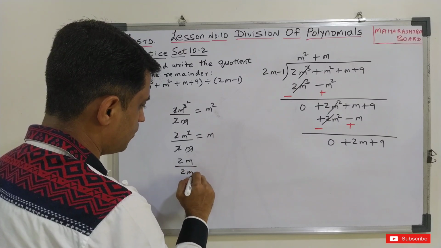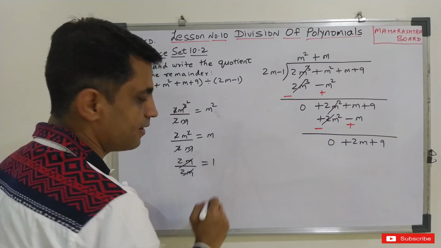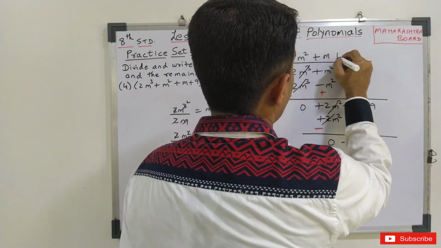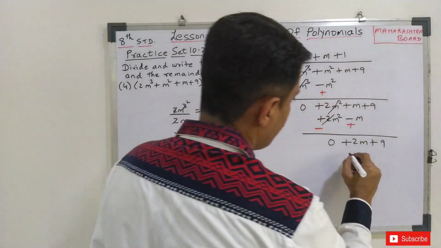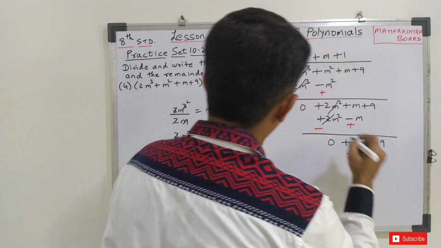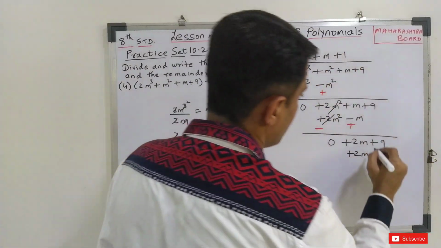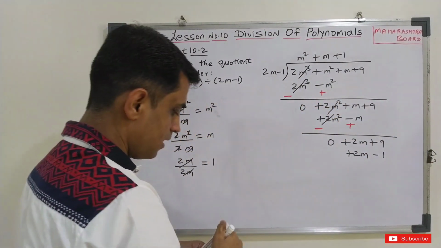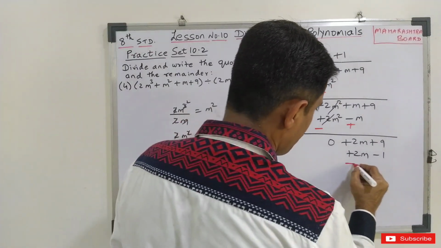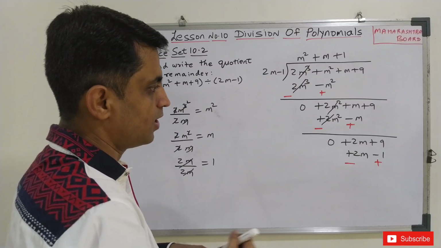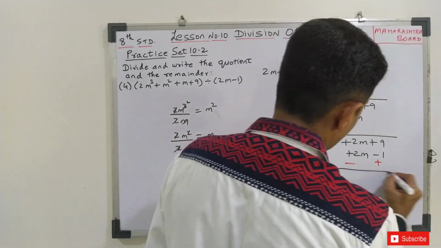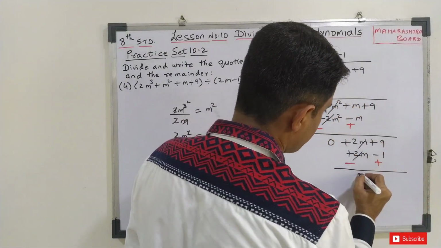2m divided by 2m will get cancelled. You will get 1, so you will write plus 1. Same process. 2m into 1, 2m. Minus 1 into plus 1, minus 1. Now we will change the sign: minus, plus. So what you will get here? This will get cancelled. You will get 0.